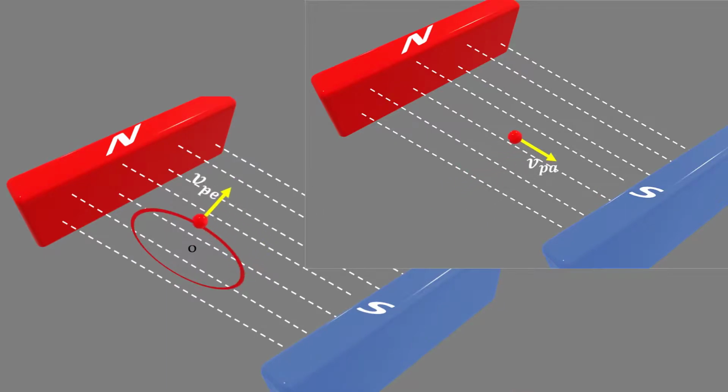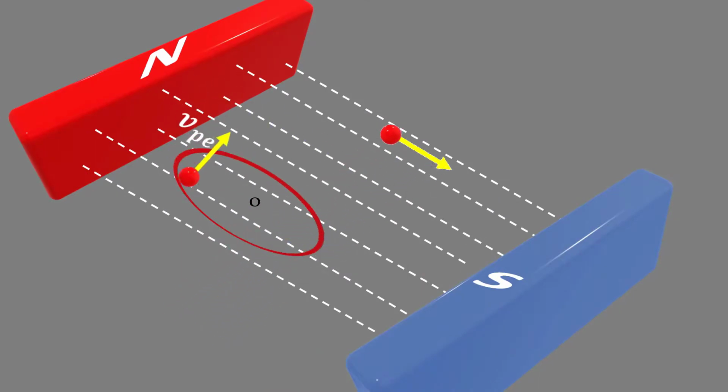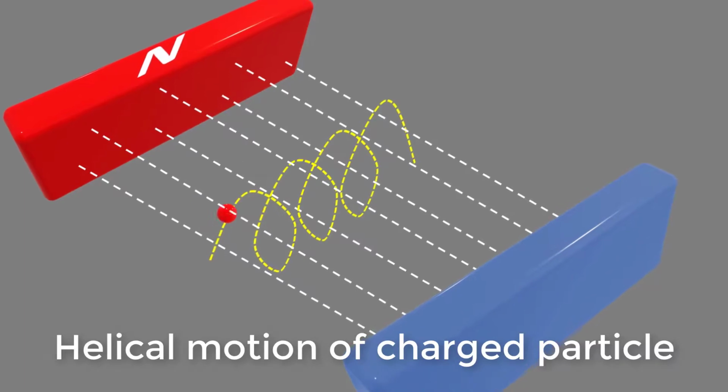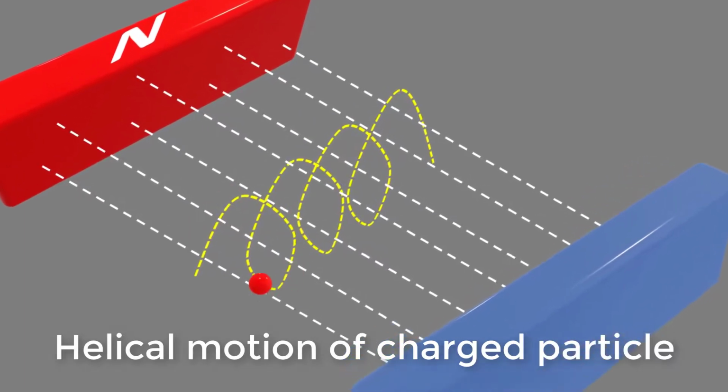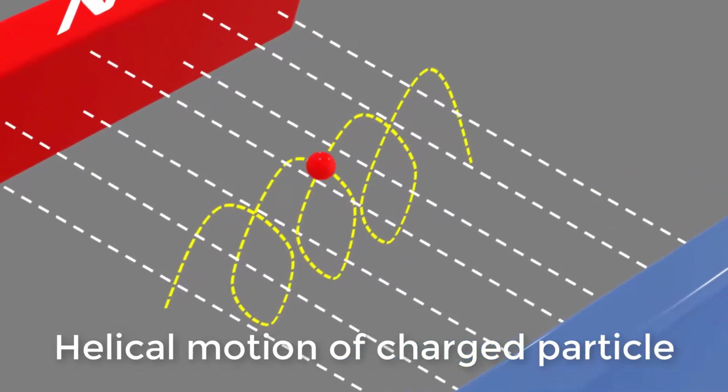The real motion of the charged particle is because of the combination of these two components, circular motion plus linear motion, that we call helical motion. So, when a charged particle enters a uniform magnetic field, it experiences a helical motion.